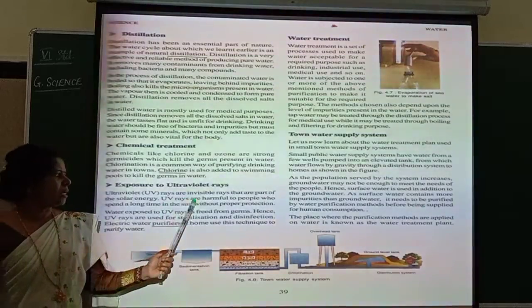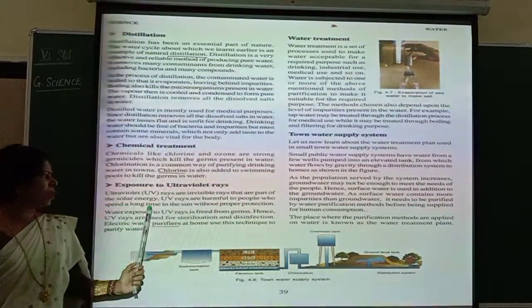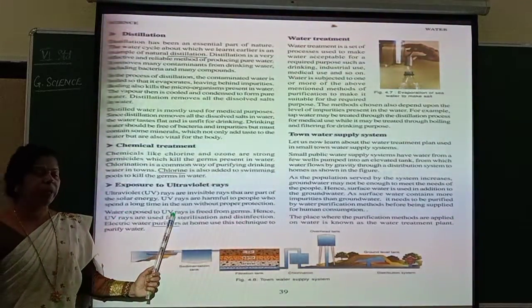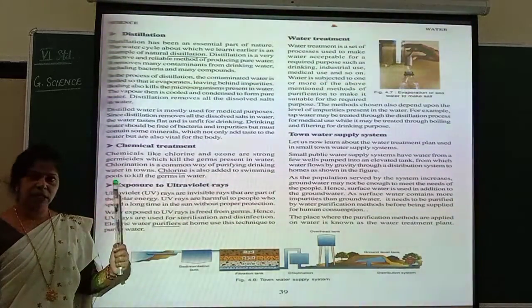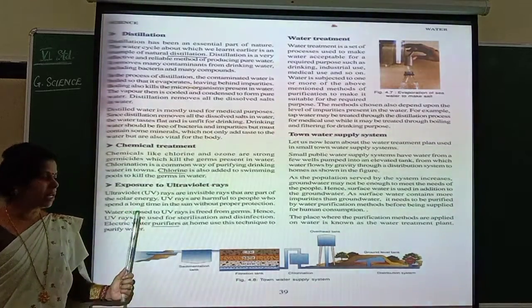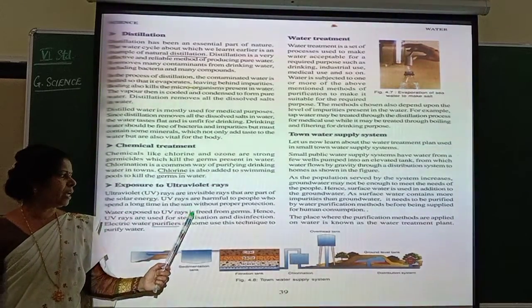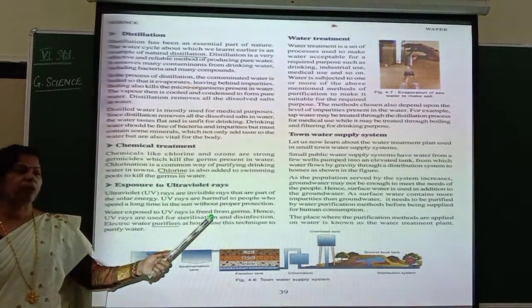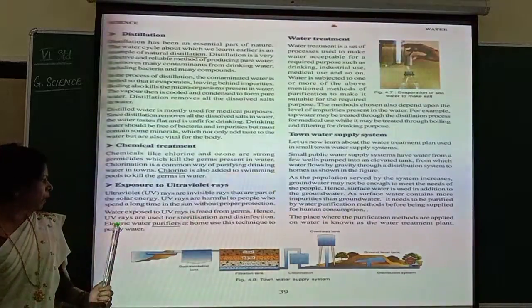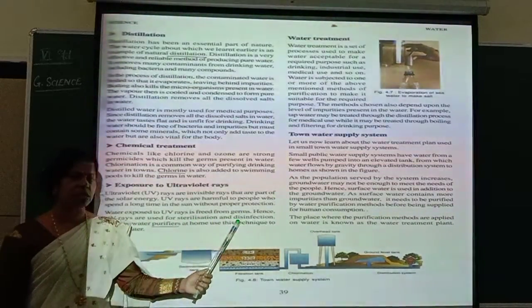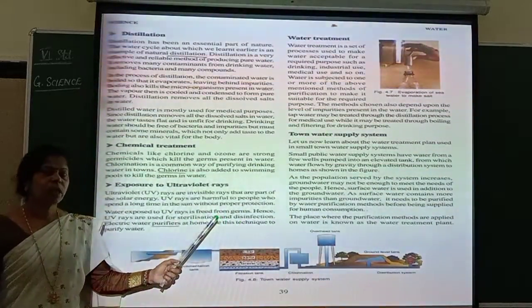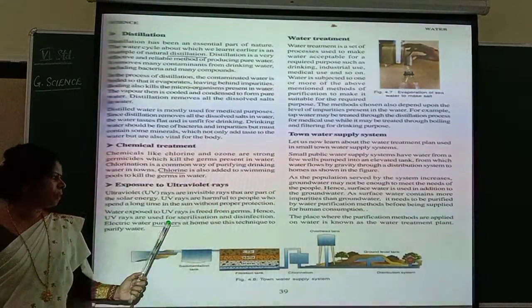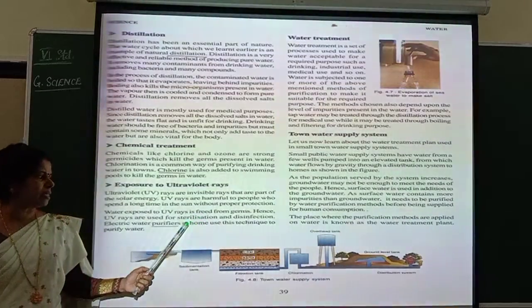Ultraviolet rays are harmful to people who spend a long time in the sun without proper protection. Our body also gets affected. But if water is exposed to UV rays, what happens? It is freed from germs. If UV rays fall on it, it will be free from germs. Hence, UV rays are used for sterilization and disinfection. So ultraviolet radiation from the sun, solar energy, they use that for what? For sterilization and disinfection.